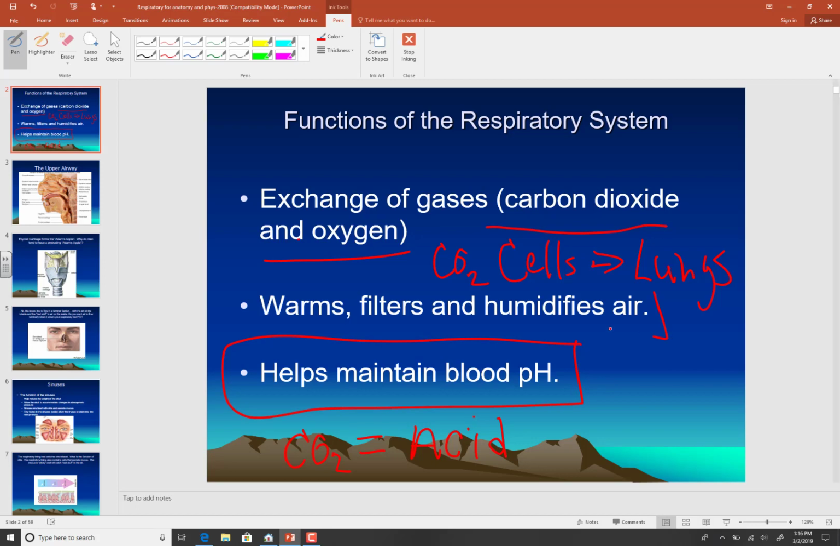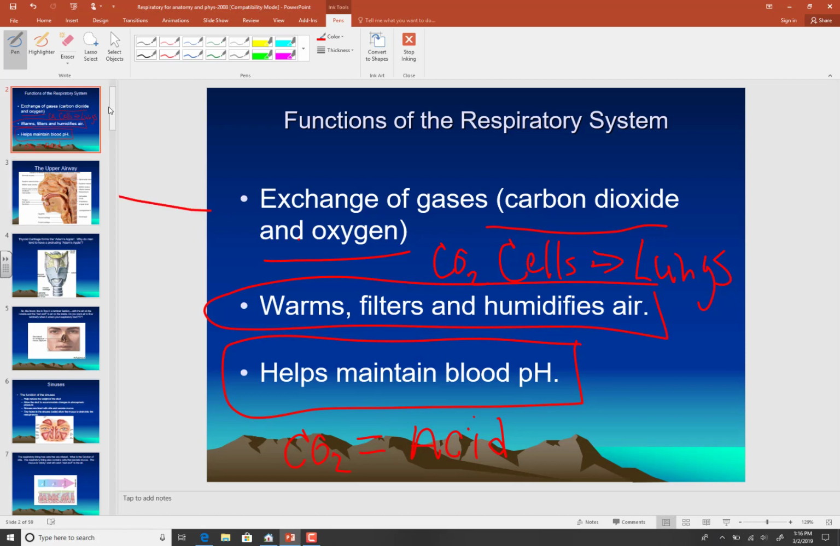The other thing that the respiratory system does, primarily the upper respiratory system, is it warms, filters, and humidifies the air. So that by the time that air gets down to your larynx, that little voice box, it is warmed to 98.6. It is filtered of all bad stuff, and it is 100% humidified.